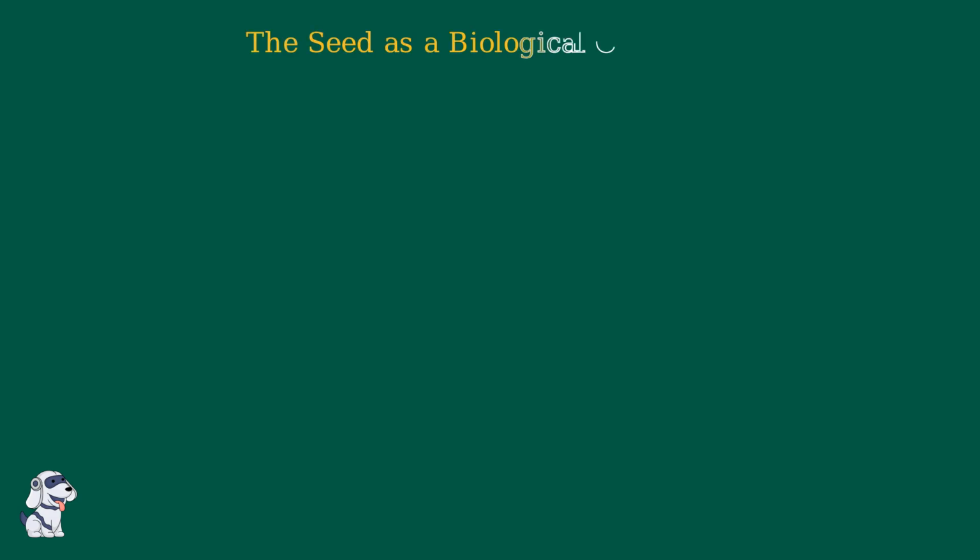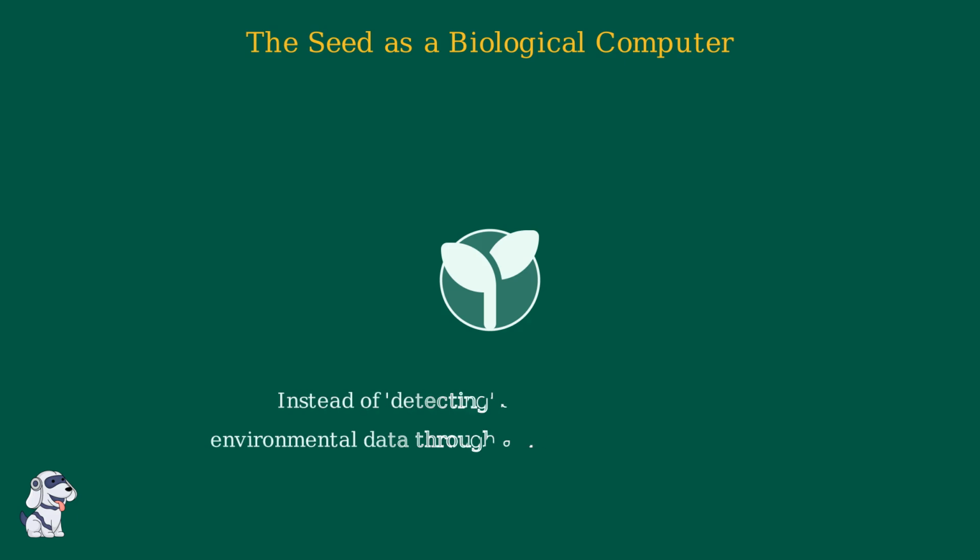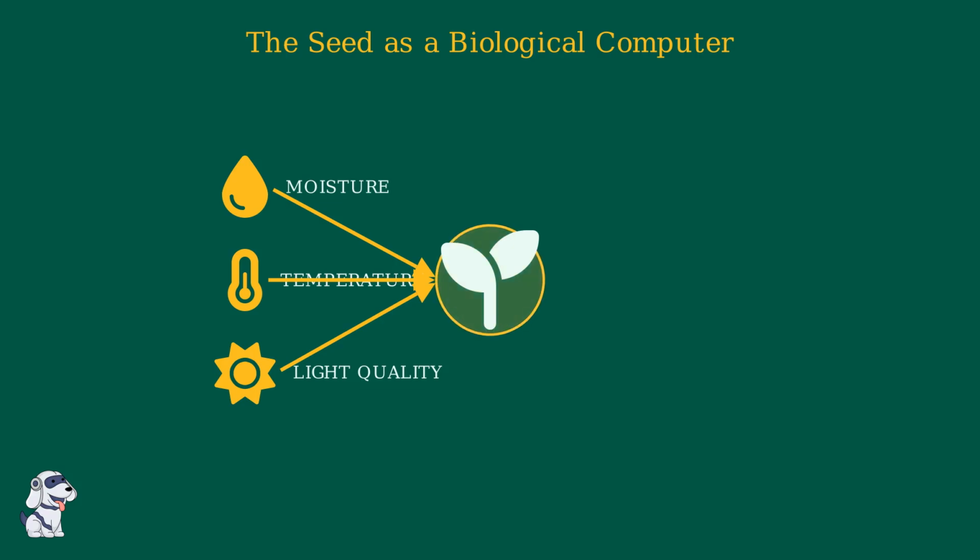Seeds are not passive objects. They are sophisticated biological sensors operating like a complex computer. They do not simply detect soil. Instead, they perform a rigorous integration of environmental data, effectively making a choice. The seed processes multiple inputs simultaneously. Only when all critical conditions are met does the seed shift its state.